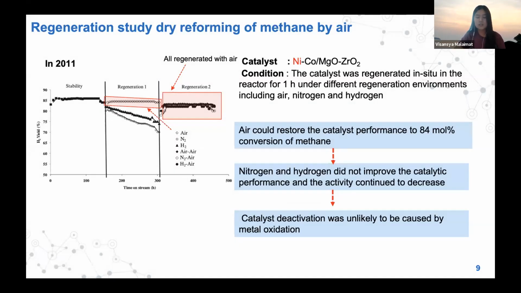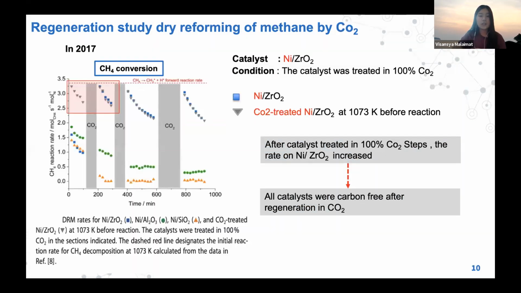Next is another regeneration study by air, compared with hydrogen and nitrogen. The catalyst used was nickel-cobalt supported on manganese oxide and cerium oxide. The catalyst was regenerated in the reactor for 1 hour under different regeneration gases. First-stage regeneration by air could restore the catalyst performance to 84% conversion of methane. On the other hand, nitrogen and hydrogen did not improve the catalytic performance and the activity continued to decrease. The result proved that catalytic deactivation was unlikely to be caused by metal oxidation. It can be said that the catalyst used in the present study was stable and easy to regenerate. Let's go to the next point.